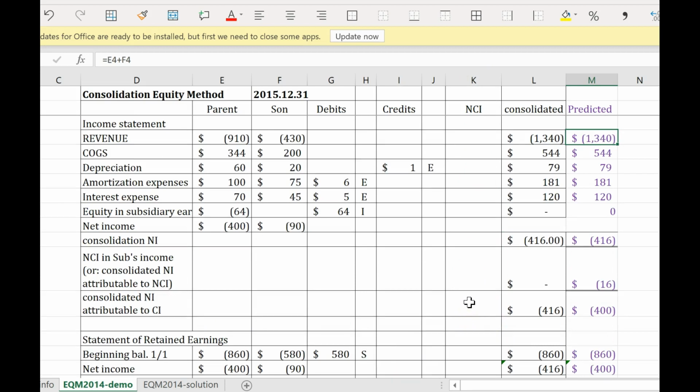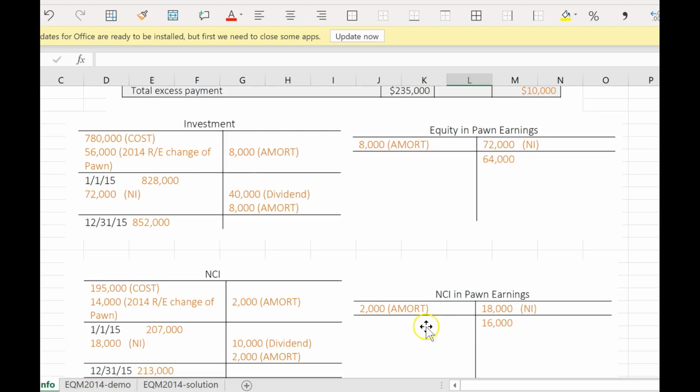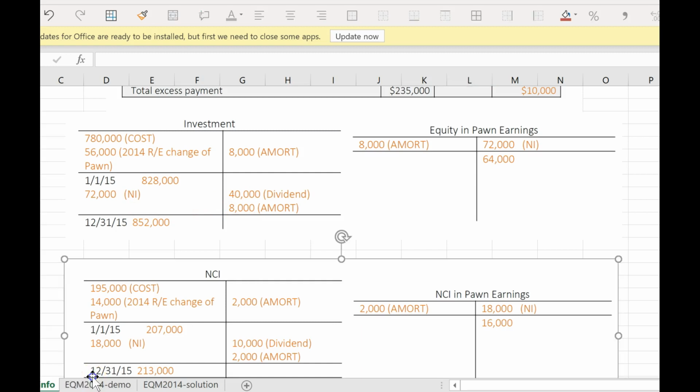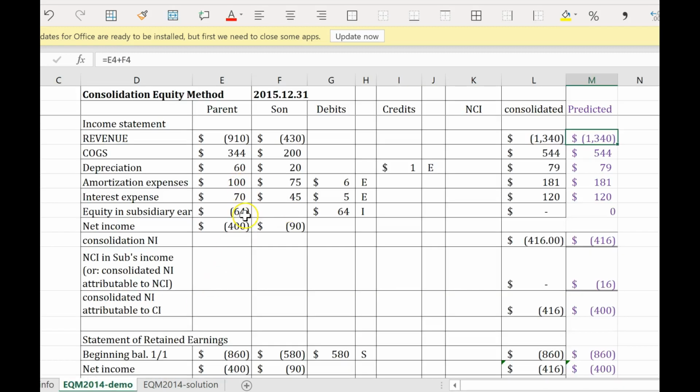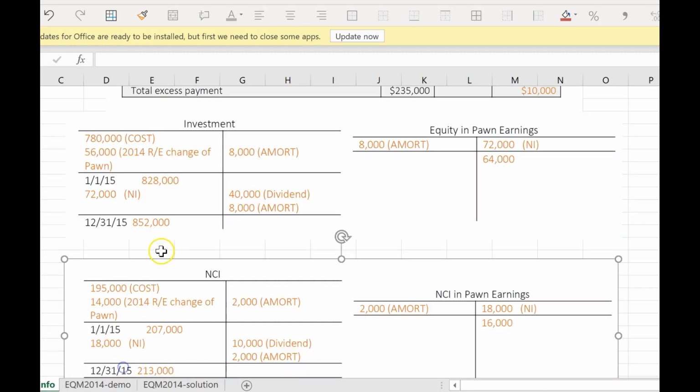My NCI column, because my NCI account mirrors my investment account. So my investment account is eliminated by the S and A entries. This is my I entry, net income minus amortization, 64,000. This is my I entry, you can see, right? 64,000, the net income minus the amortization, the real net income. This is my D entry, right?